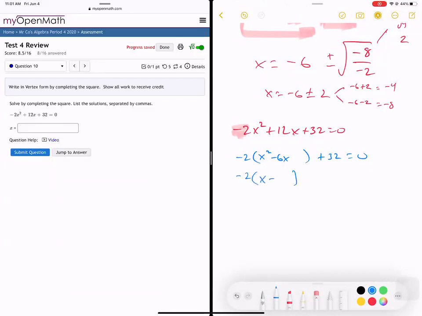X minus what? 6 divided by 2 is always 3. Plus 9 minus 9. For my perfect square, we want to multiply this by -2. -2 times -9 is 18. So plus 18. And then we end up with the number 50.